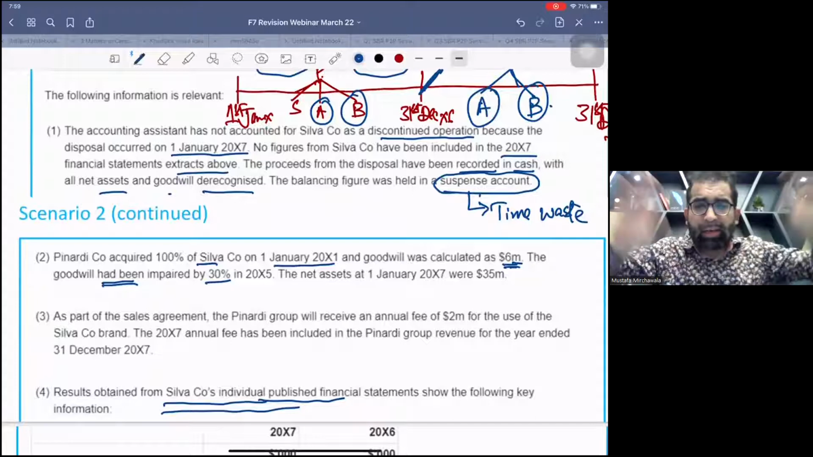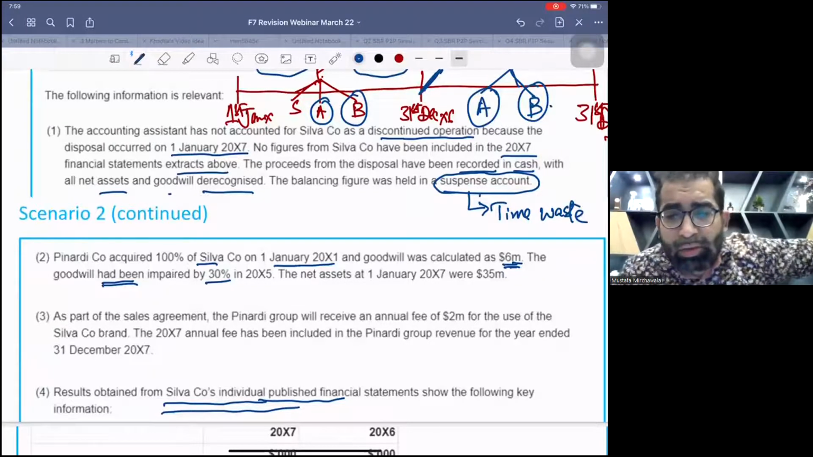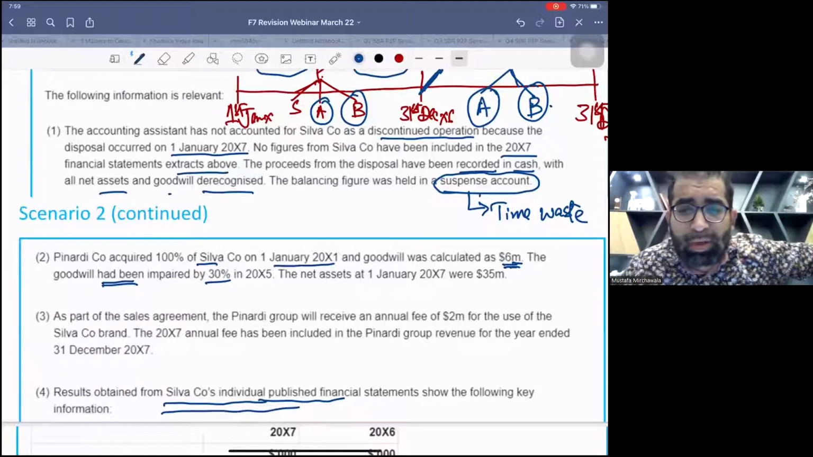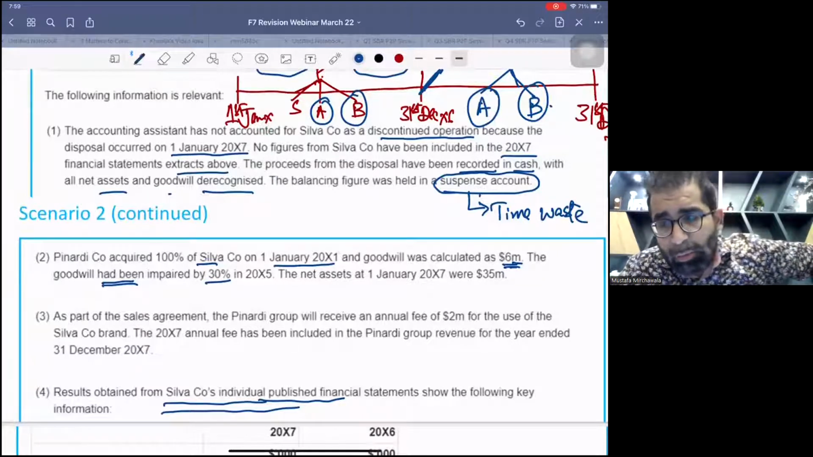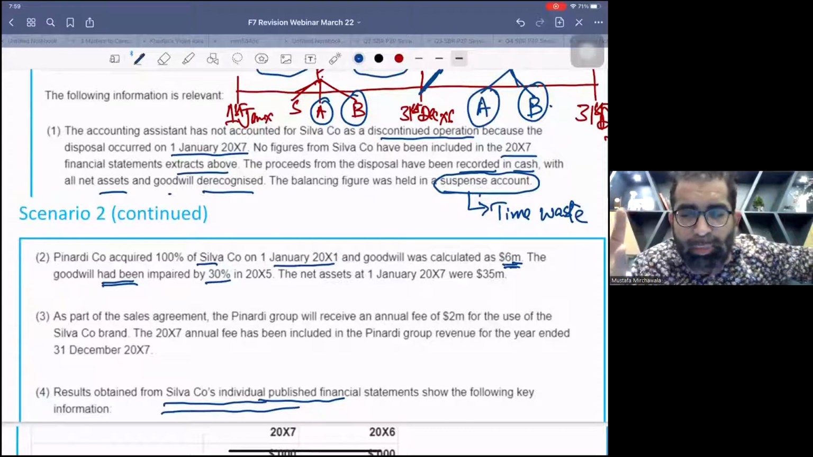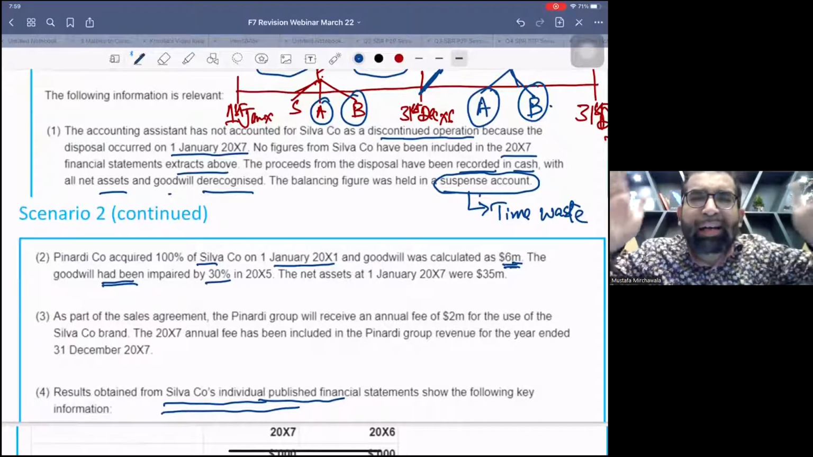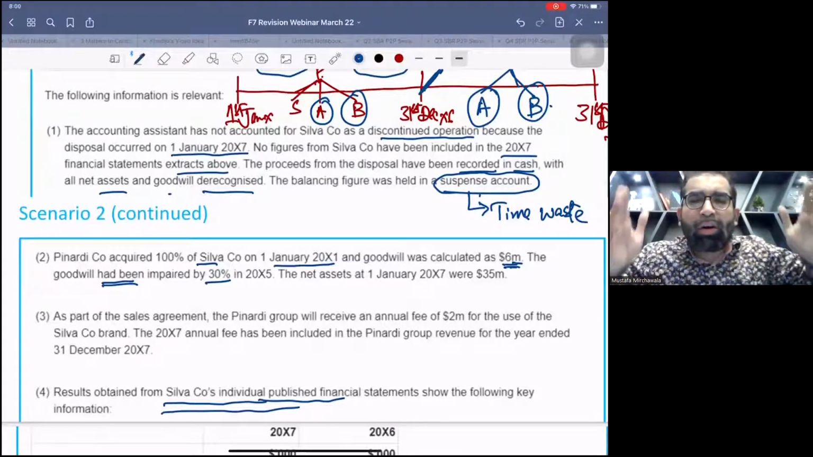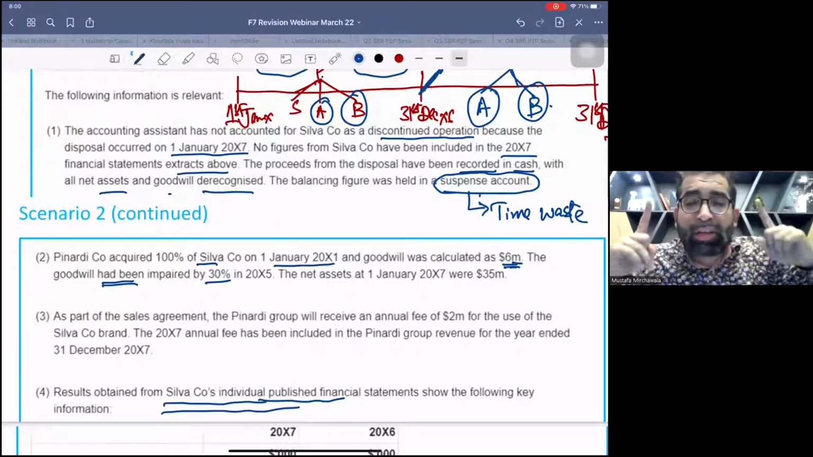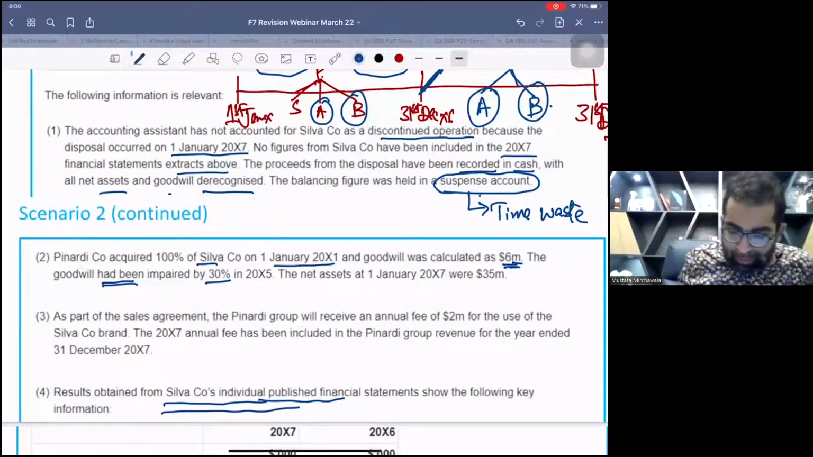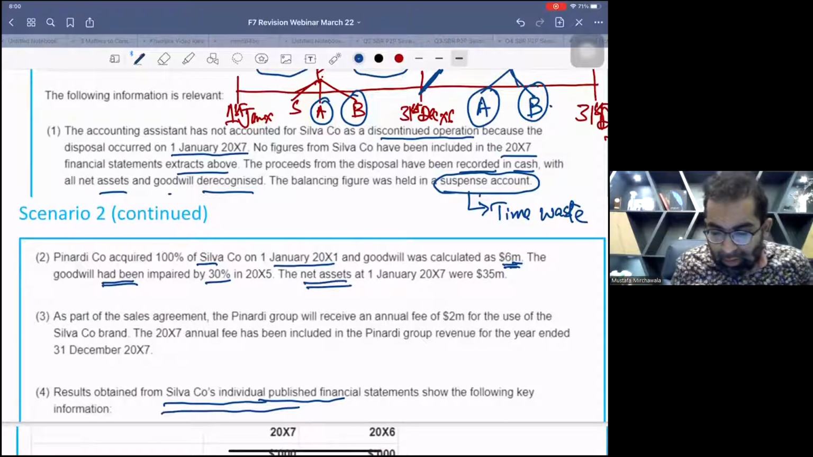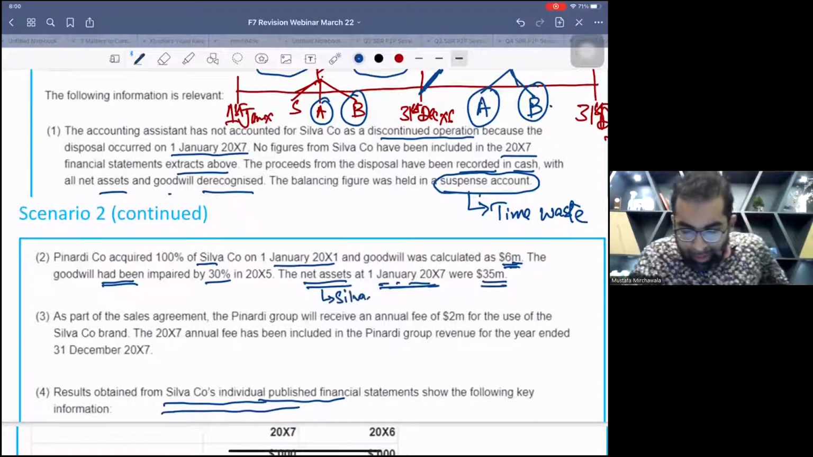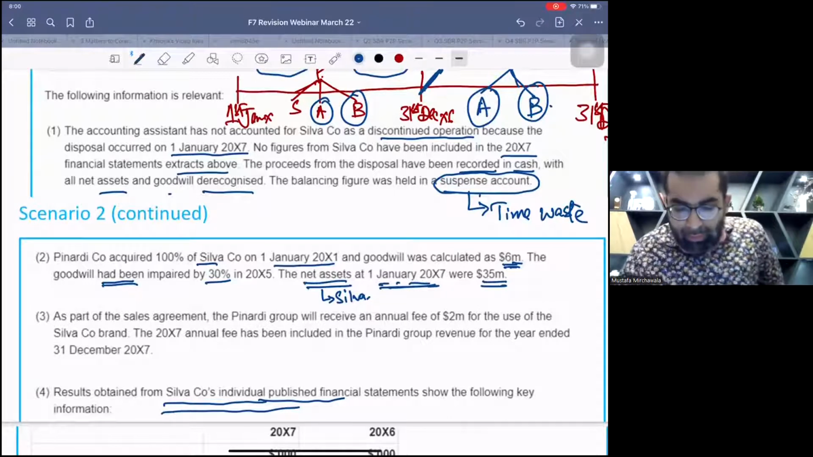We need to calculate the gain or loss on disposal of this subsidiary. And you know, for consolidated gain or loss on disposal, you need all data for that subsidiary at disposal date. Hope you remember the lecture. Right now, the net assets. Yes, this is the net assets at 1st January, the disposal date, worth 35 million. The net assets of Silva at 1st January X7 worth 35 million.